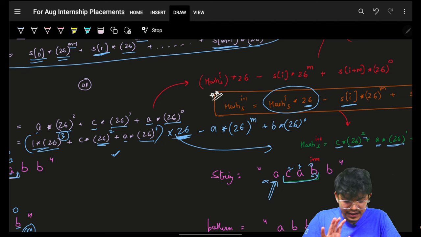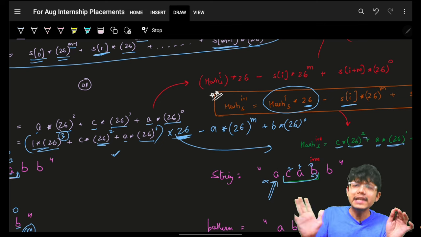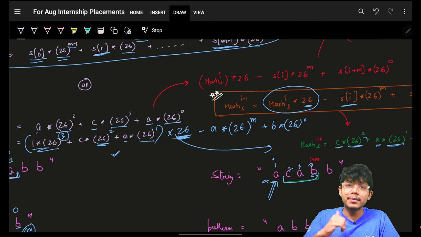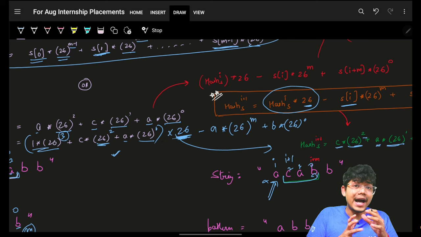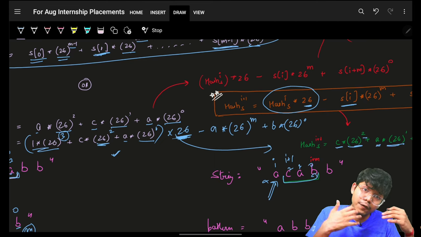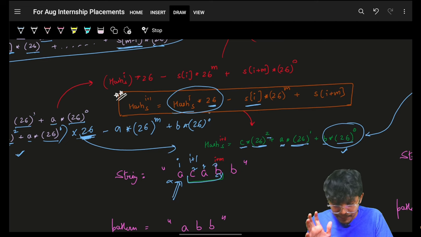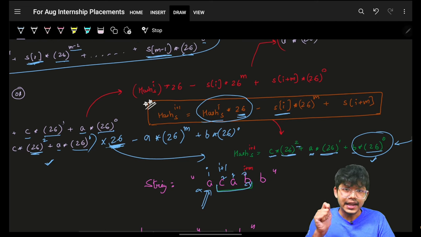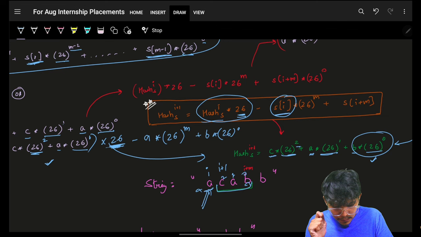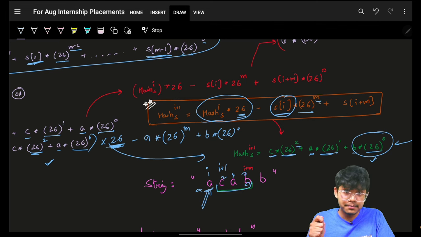But right now, that's a small change which you can go either way, here and there. So right now, considering my i is here itself, I am trying for the i plus 1 hash, which is the next hash. Then I will take the existing hash and multiply that by 26. Then my existing index value, which is a right now, I'll multiply by 26 raised to the power m, right?